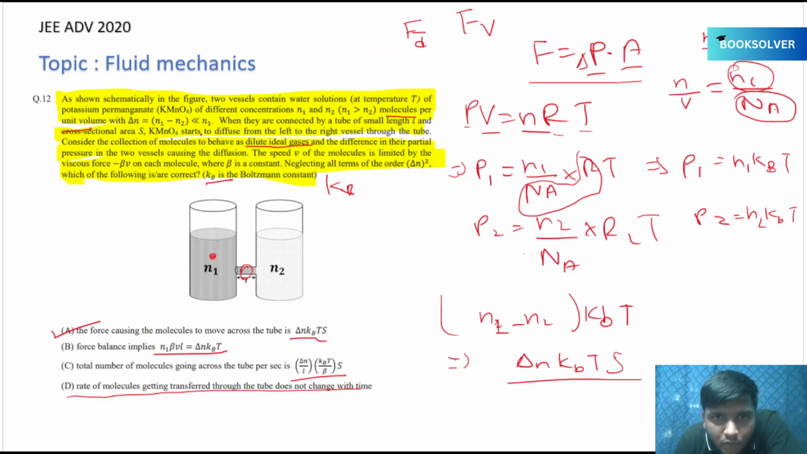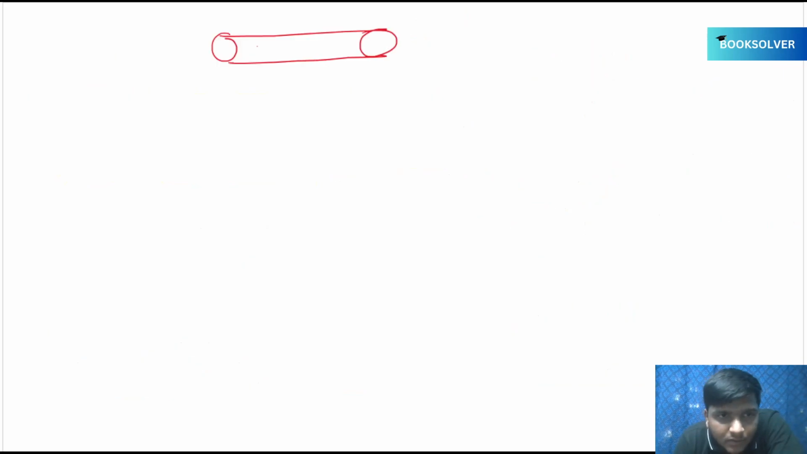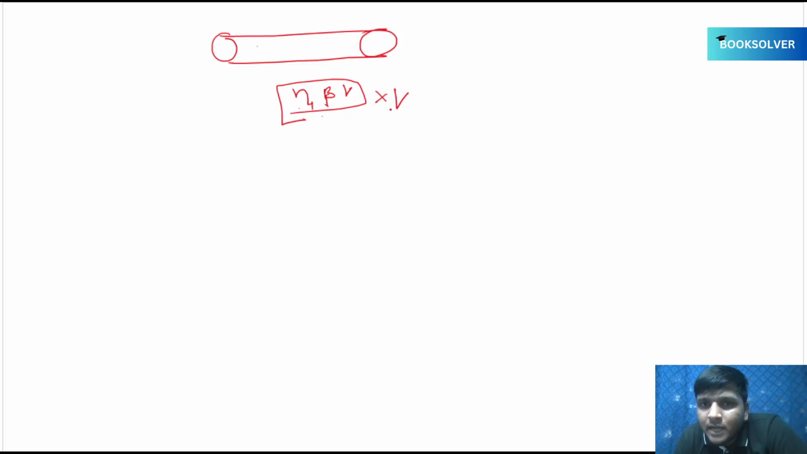We know that, suppose this is a tube, and it is given that each of the molecules is experiencing a force of beta V. So for the total force, we first write N1 beta V. This is the total force experienced by the concentration, and to find all the forces, we have to multiply it with the volume. This is the force acting on a unit volume, so we have to multiply it with the total volume to get the net force acting on it.